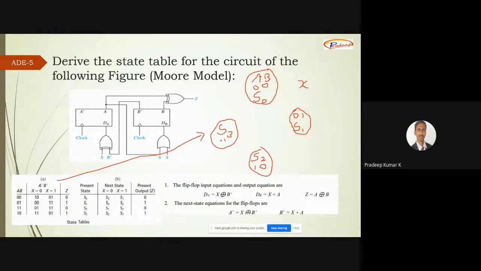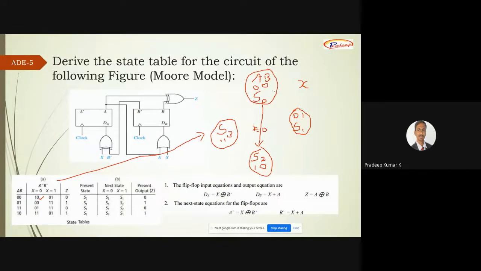What happens when X is equal to 0? It will move to the condition called 1 0. So where is that 1 0? 1 0 is found here. So when X is equal to 0, with the available state 0 0, it will move to the state 1 0.